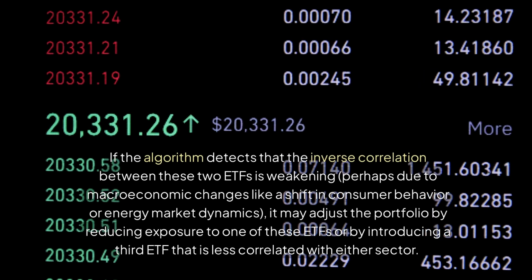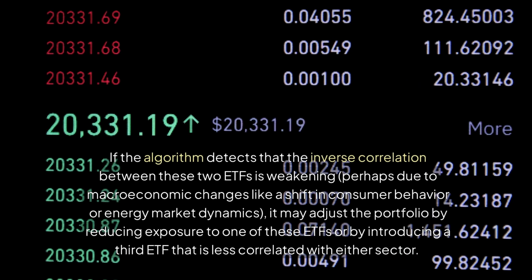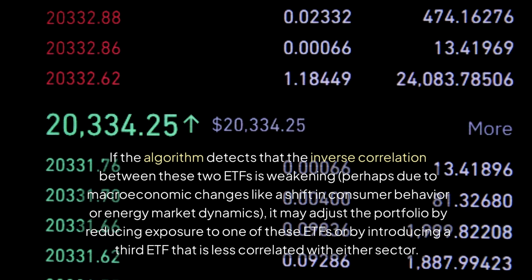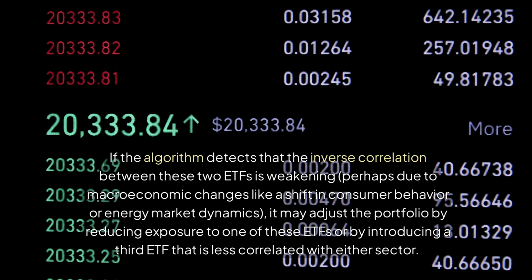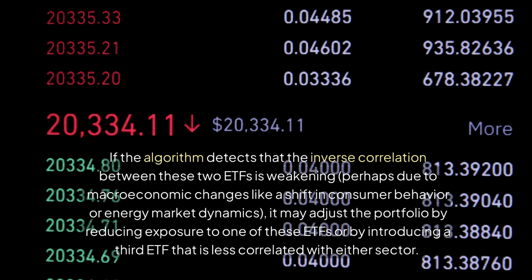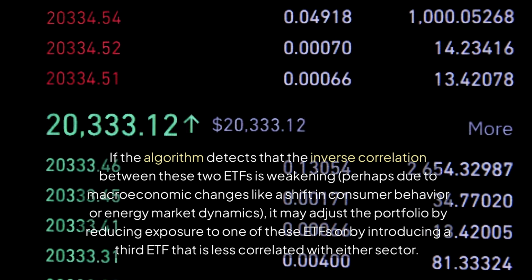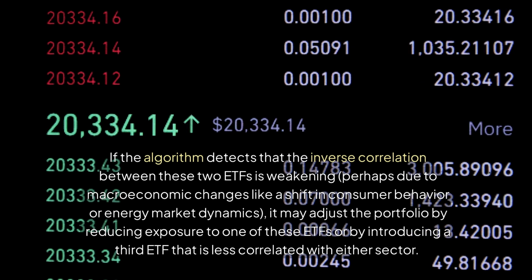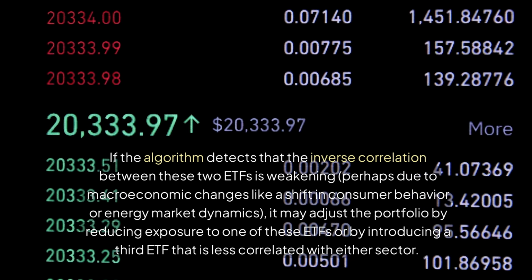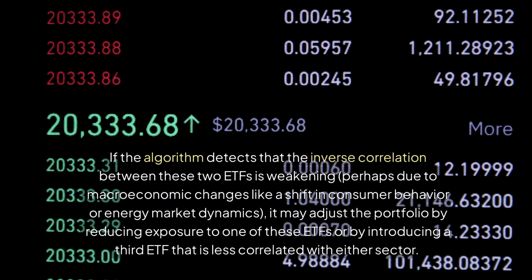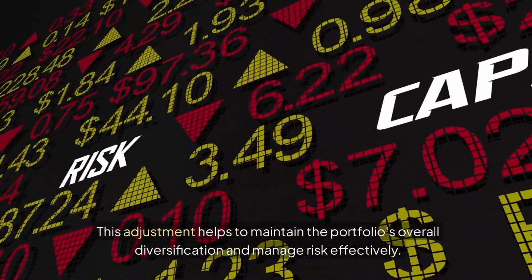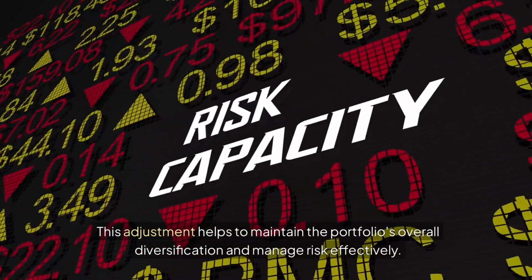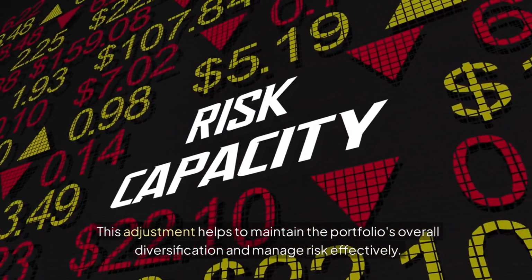If the algorithm detects that the inverse correlation between these two ETFs is weakening, perhaps due to macroeconomic changes like a shift in consumer behavior or energy market dynamics, it may adjust the portfolio by reducing exposure to one of these ETFs or by introducing a third ETF that is less correlated with either sector. This adjustment helps to maintain the portfolio's overall diversification and manage risk effectively.